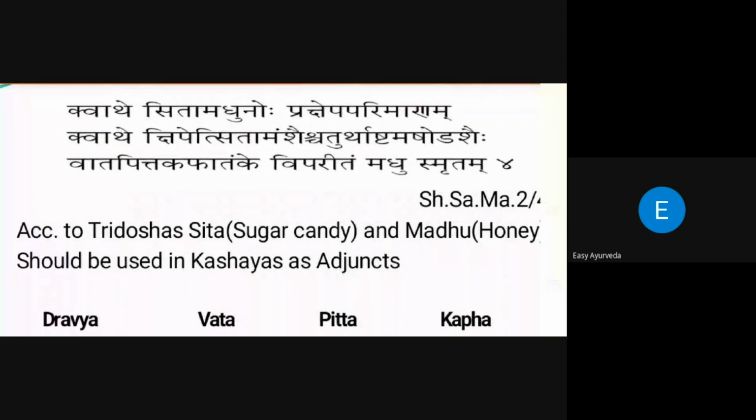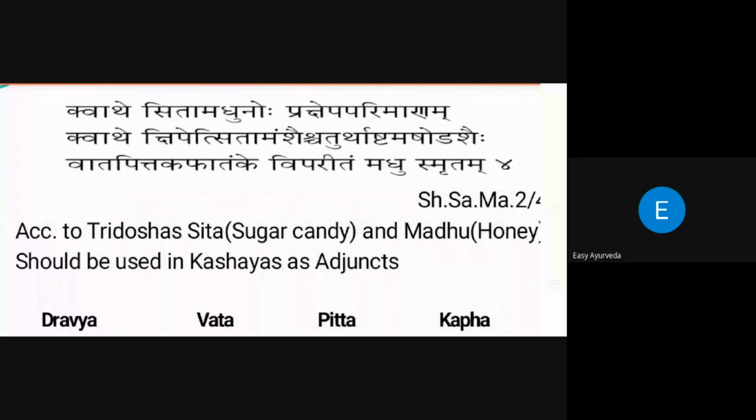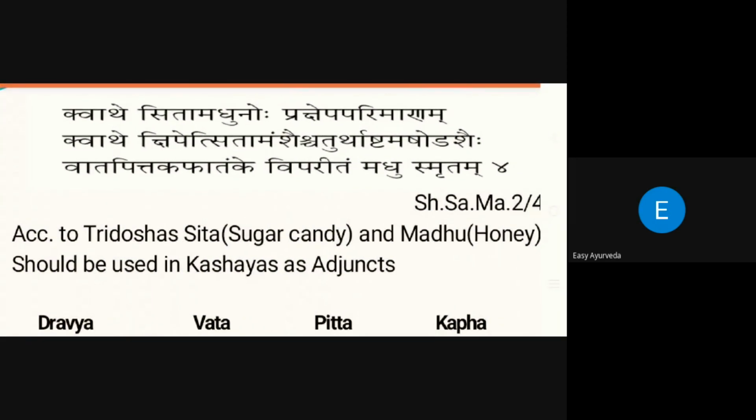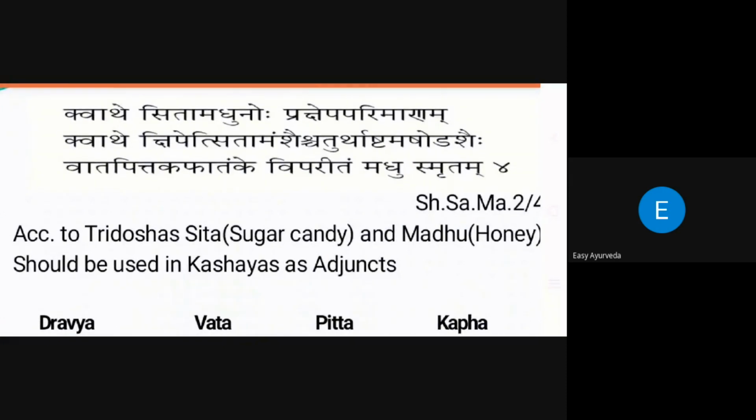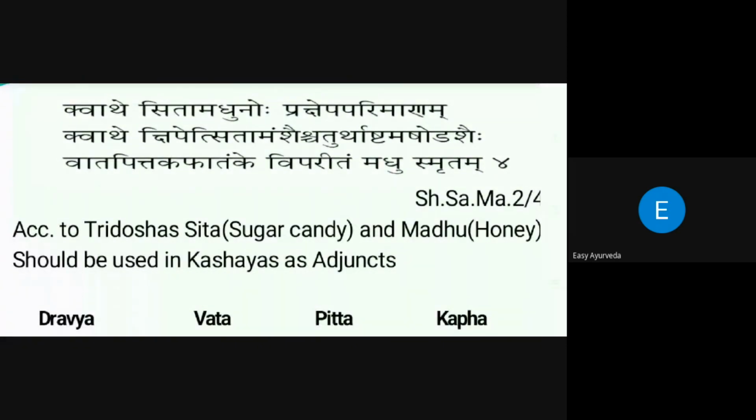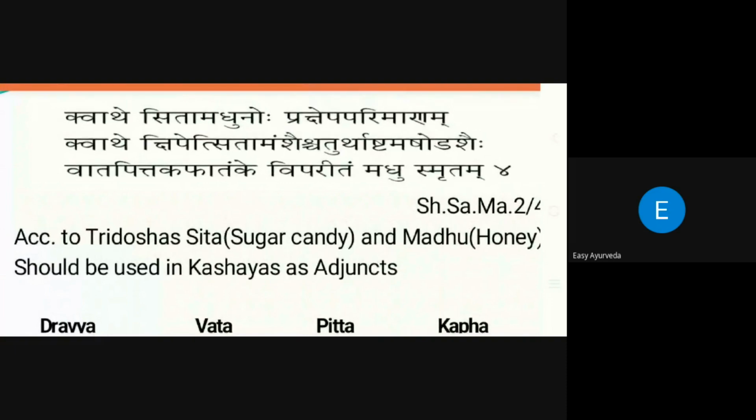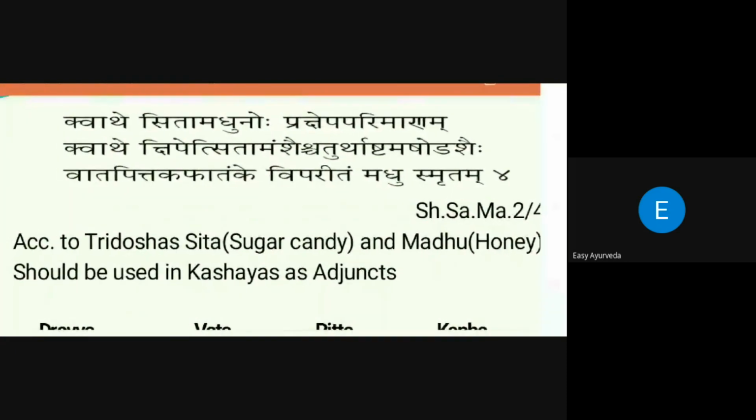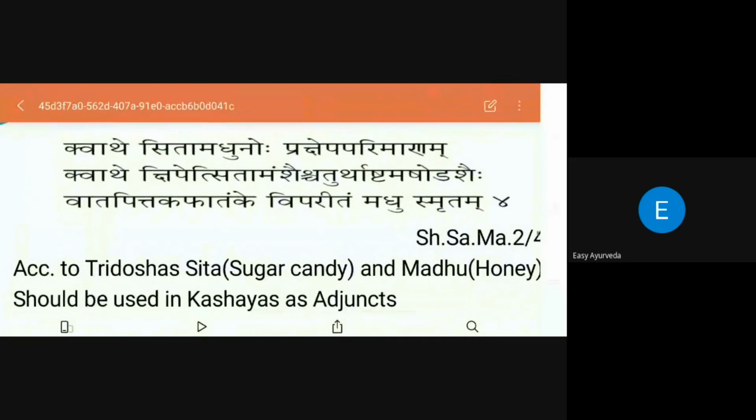Vata, where Prakshepaka Dravyas act as boosters for the medications. They are the vehicles, very easy to carry the medications to the patient, because Madhu and Sita are sweet in nature, as we know, and Kashayas are not palatable very easily.